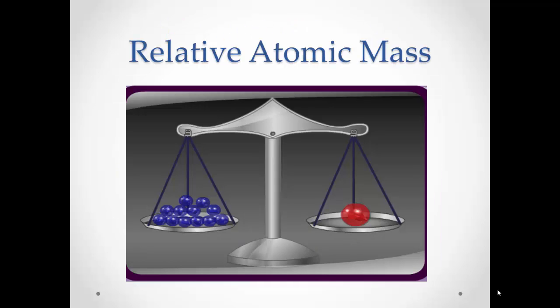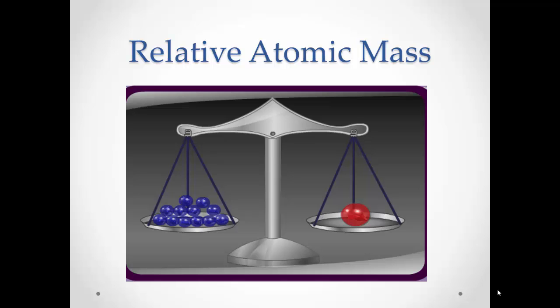Instead, what we do is measure the mass of an atom by comparing its mass to the mass of another atom. For example, the red particle shown here has the same mass as 12 of the blue particles. This simply means that a red particle is 12 times heavier than one of the blue particles. Compared to the blue particle, the red particle has a relative mass of 12, and for any 1 unit of mass of the blue particles, the red particle will have a mass of 12.